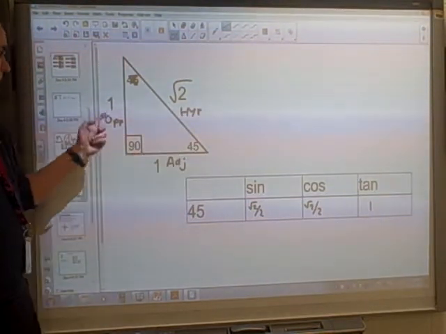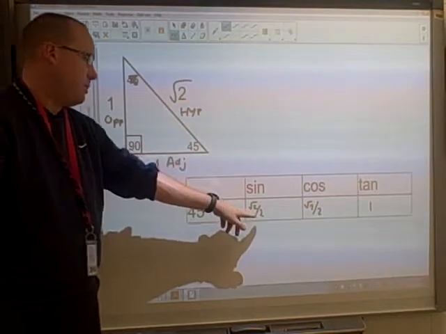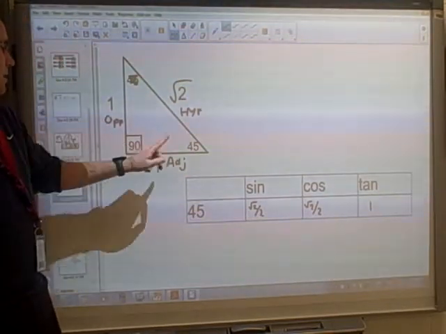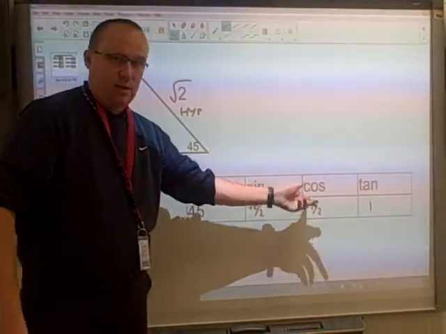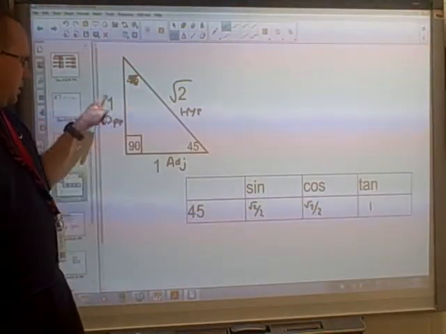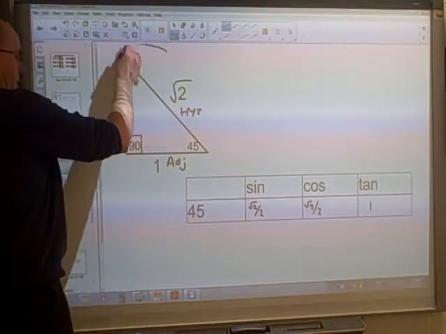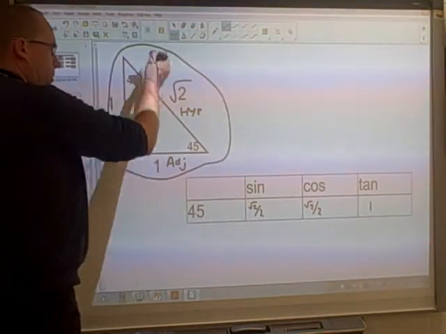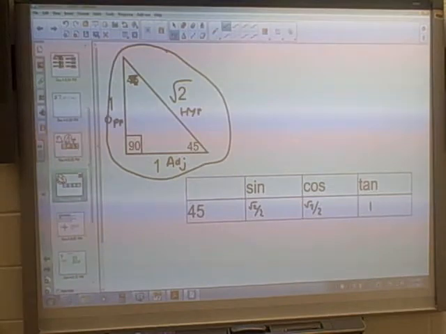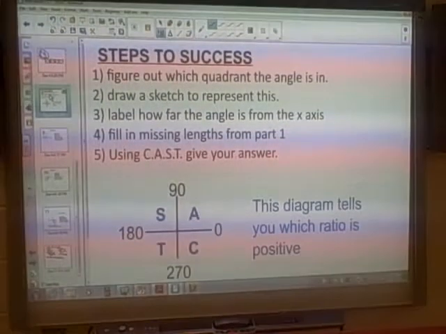So sine is opposite over hypotenuse, 1 over radical 2, and rationalize. Cosine is adjacent over hypotenuse, and rationalize. And tan is opposite over adjacent, and 1 divided by 1 is 1. And the same thing, this triangle also needs to be learned. So 30, 45, and 60, all those angles can be calculated for later questions.